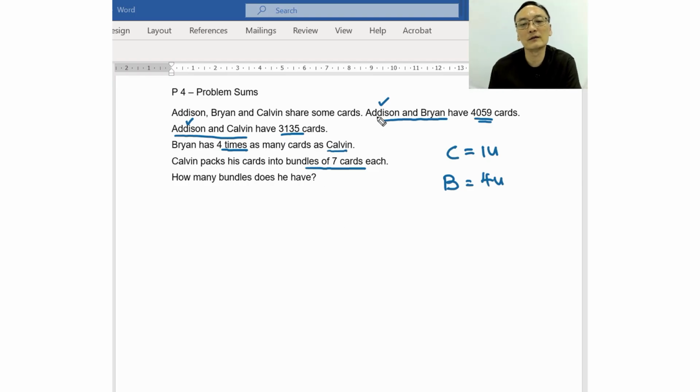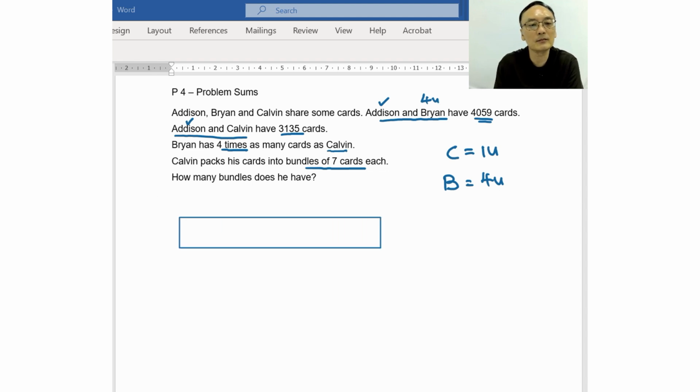So here we have Edison and Brian. And Brian we know is 4 units. So we're going to draw a model that looks like this. This is Edison. And Brian has 4 units. We're going to put down 1, 2, 3, 4. Right? 1, 2, 3, 4. So we call this Edison and Brian. And they had a total of 4,059.